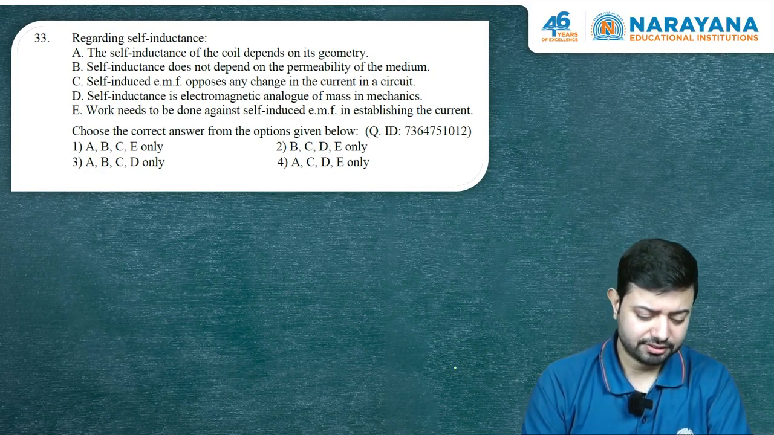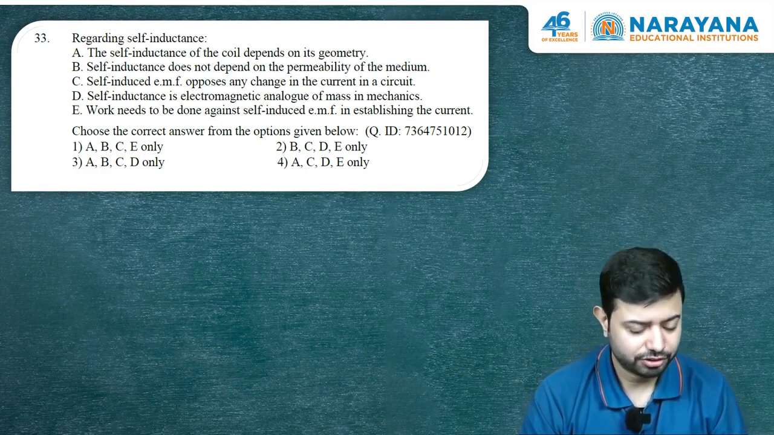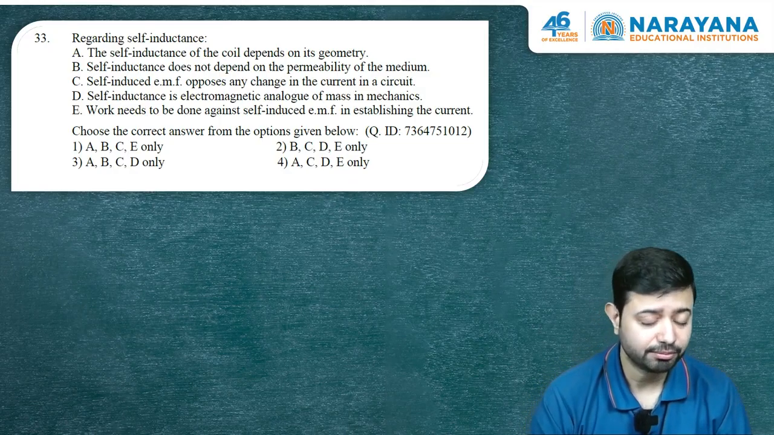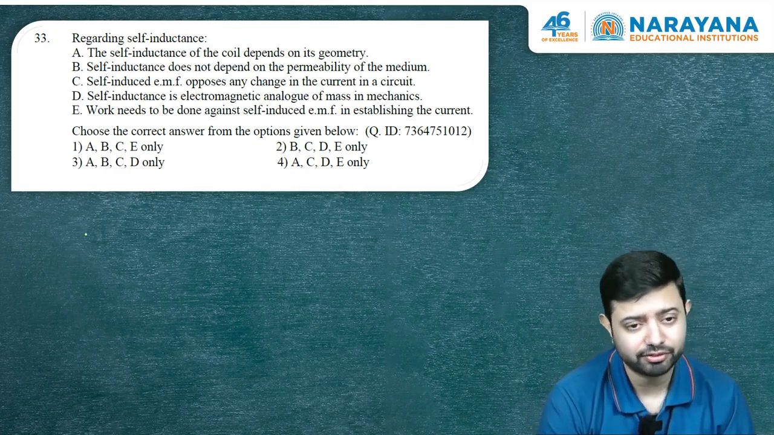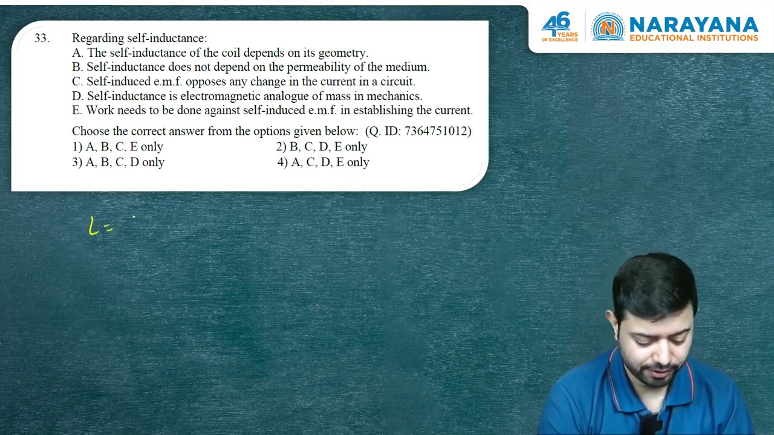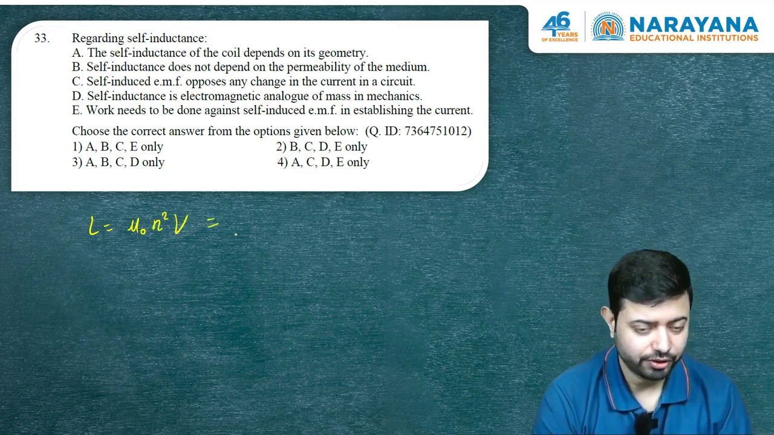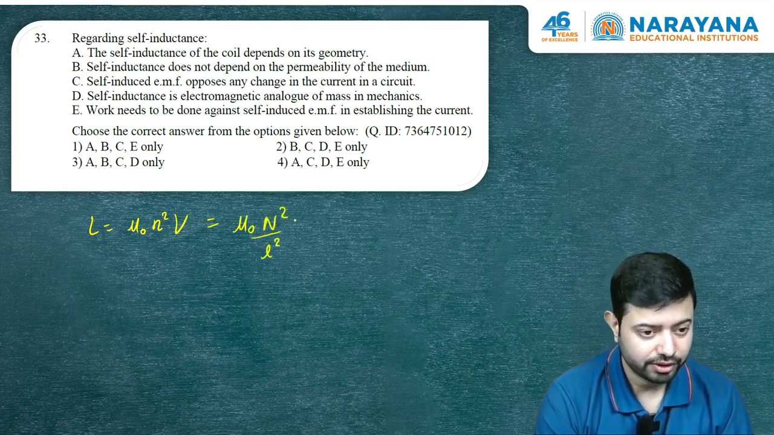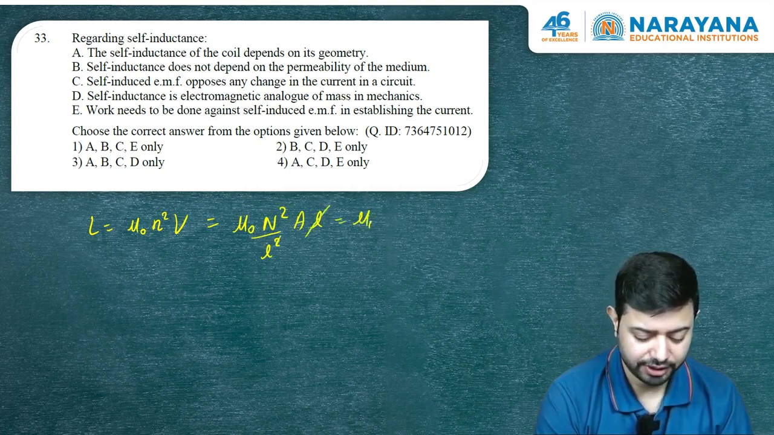Regarding self inductance, the self inductance of the coil depends on its geometry. The self inductance does not depend on the permeability of the medium. Before doing this, recall the formula of self inductance. What was the formula? Mu naught n square into volume. What is small n square? It is the number of turns per unit length. So, you will write down mu naught n square by L square, and what is volume? It is area into length. So, my length and length here will cancel, and you will get here mu naught n square area by length.